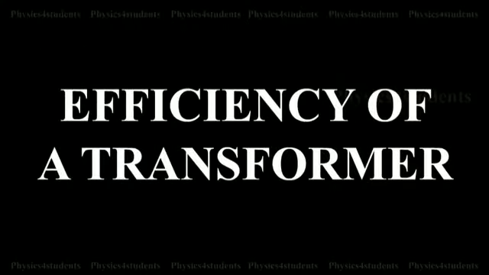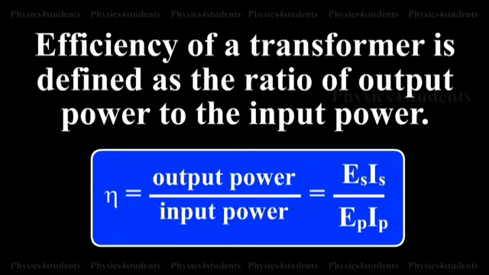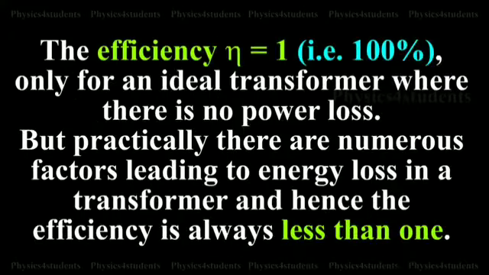Next, efficiency of transformer. Efficiency of transformer is defined as the ratio of output power to the input power. So, eta is equal to output power by input power is equal to ES IS by EP IP. Then, the efficiency eta is equal to 1 only for an ideal transformer where there is no power loss.